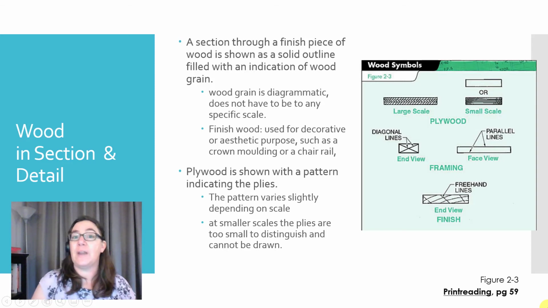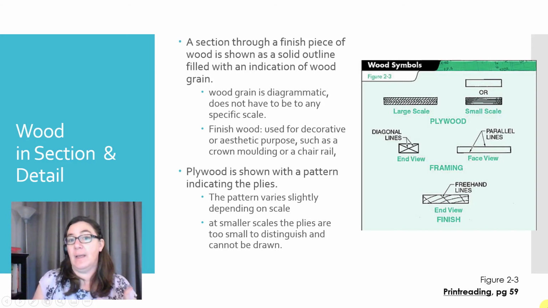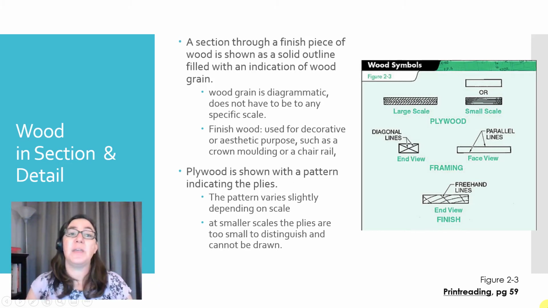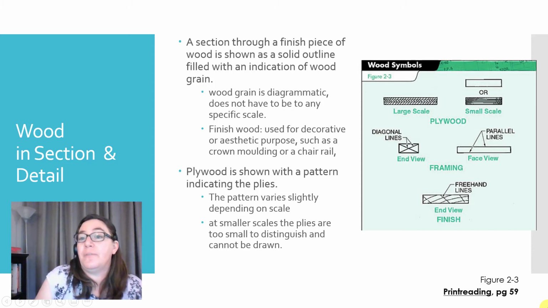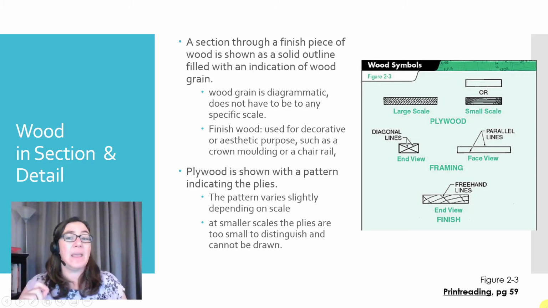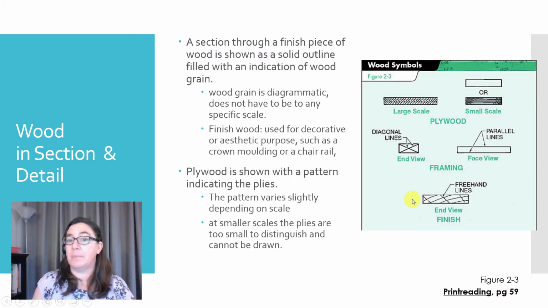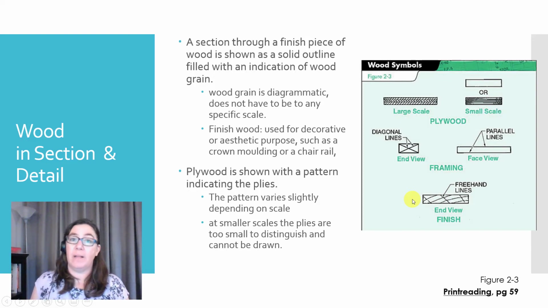What about finish wood? Well, a section through a finished piece of wood is shown as a solid outline filled with an indication of wood grain. Wood grain is diagrammatic. It doesn't have to be beautifully drawn to scale. But they are typically freehand lines, and you see an example of that right here. What's finish wood? It's anything used for a decorative or aesthetic purpose. Crown molding is an example, or a chair rail.